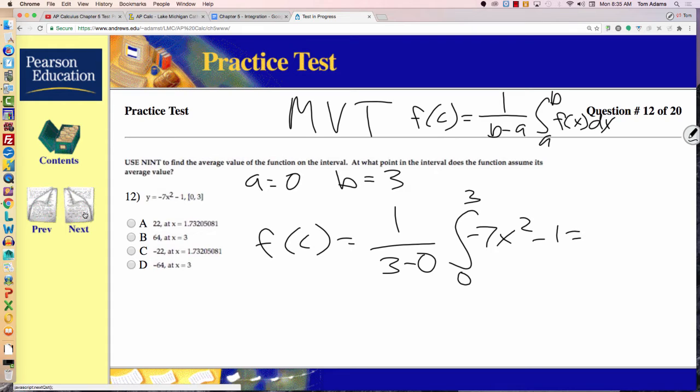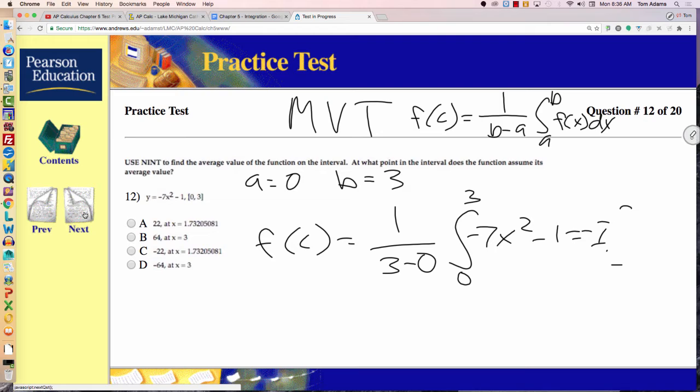So the antiderivative of this is where it gets a little tricky. I have negative 7 here, and then this becomes x to the third over 3. Is that right? Yes. All right. What do you do with the minus 1? You got to make it a negative. It's just a negative x.